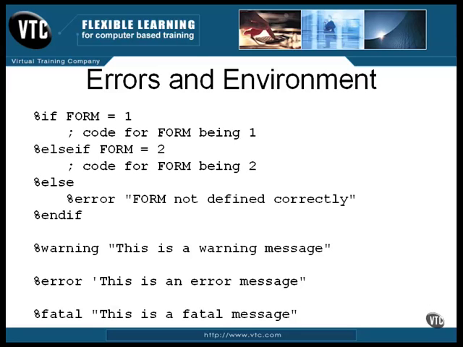This error must be fixed to get an object file. The third level is a fatal message. The text of the message is output and the assembly process halts immediately. Now this is useful if the condition that caused the error could cause a continuous stream of error messages.